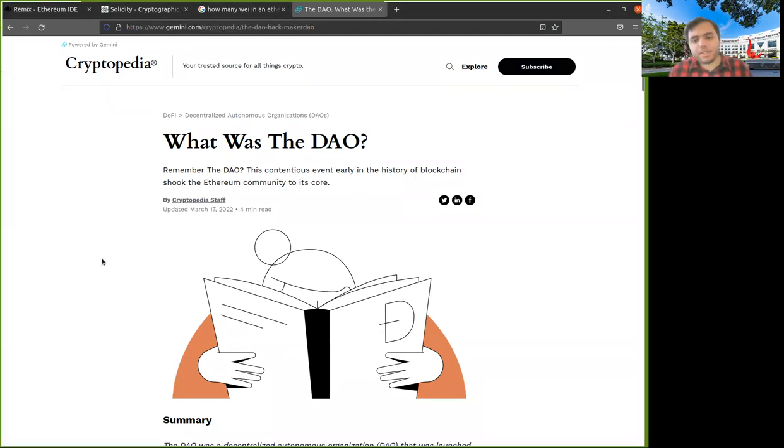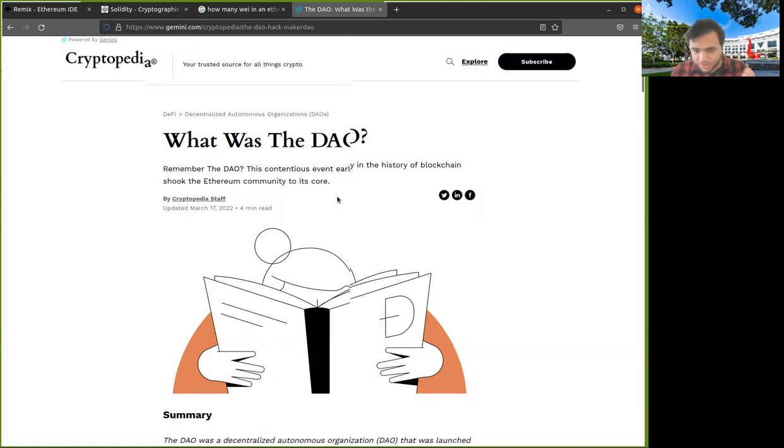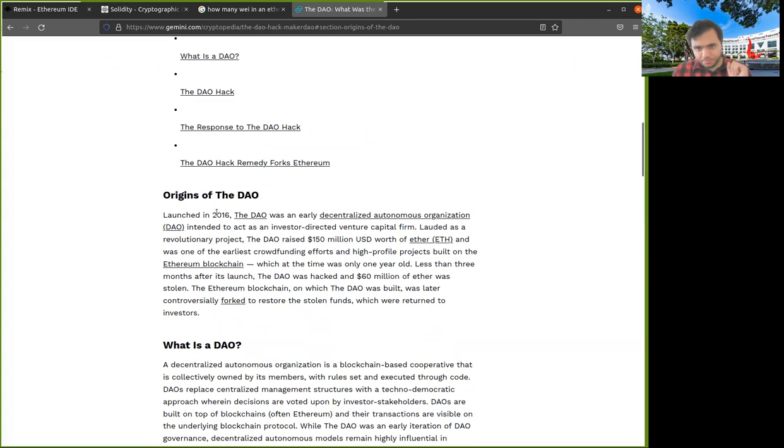In short, what happened was that there was this contract called the DAO. It was a huge contract. It had tons of money. There was a vulnerability in the code of the contract. Actually, the vulnerability was due to reentrancy, and a hacker used that. This happened back in 2016, I believe. They could basically steal something like $60 million from this contract because of the vulnerability. And you can read the details here.